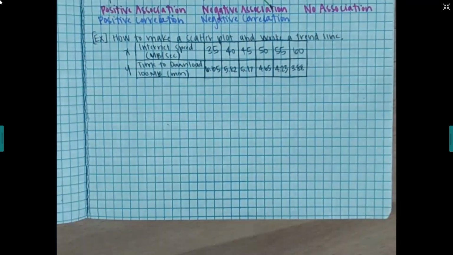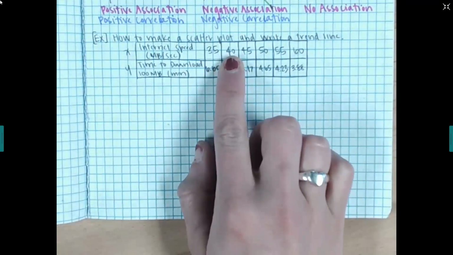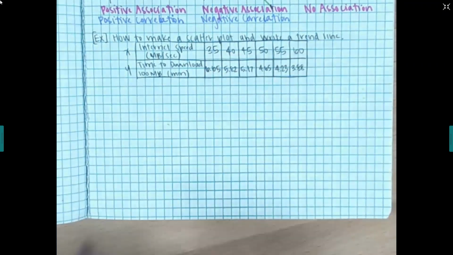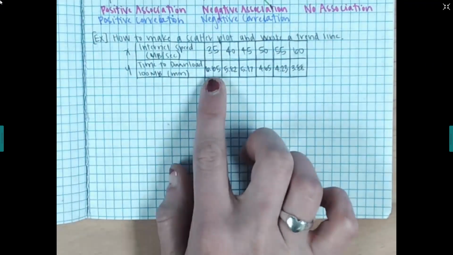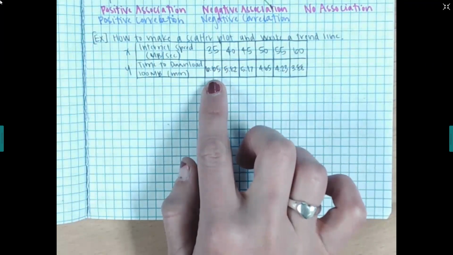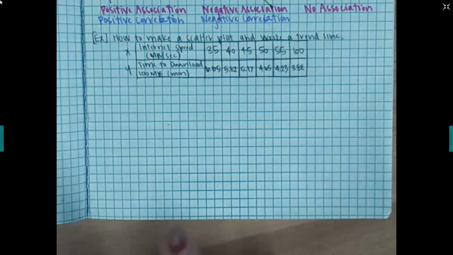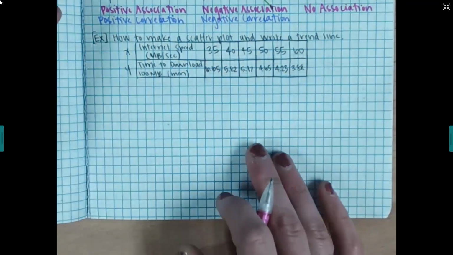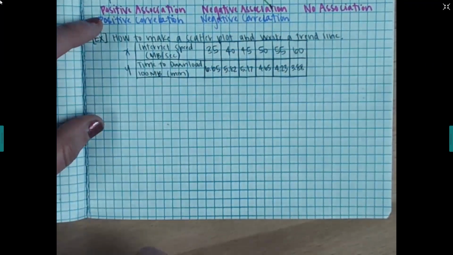So what I have here is the speed of the internet in megabytes per second. So 35 megabytes per second, 40, 45, 50, 55, 60, and then the amount of time it takes to download 100 megabytes, and this is in minutes. So if my internet speed is 35 megabytes per second, it's going to take 6.65 minutes to download 100 megabytes. So go ahead and pause the video and write that table in your math journal, and then we're going to make a graph where the X is the internet speed and the Y is the time to download.